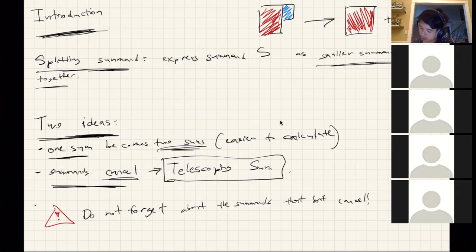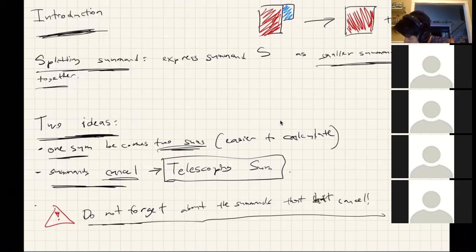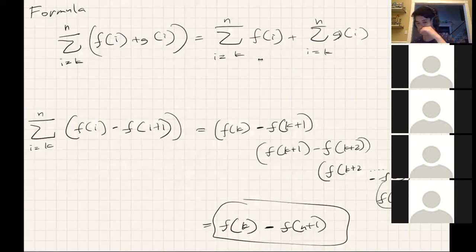A word of warning, do not forget about the summands that cancel. A lot of people might forget the tiny term at the end that cancels when you split the summand into two parts, and then they'll make silly mistakes, and then the points will be gone. It's a catastrophe. It's horrible. Do not forget about any extra terms. It's the same idea as pairing up the terms together, right? You don't want to forget about any terms in the sum.